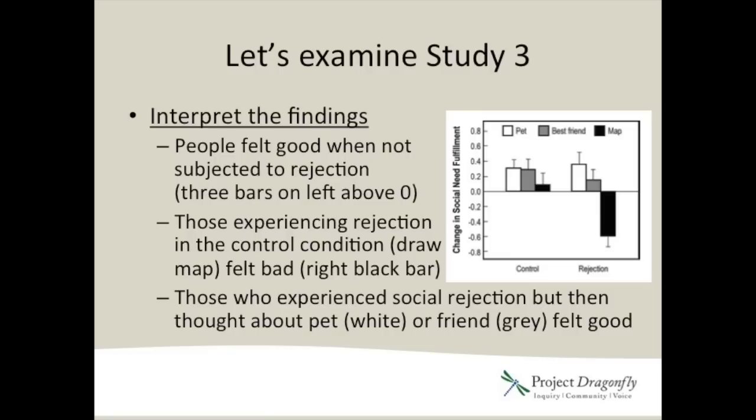The most important conditions, though, are the 2 bars to the left of that black bar. These are the people who experienced social rejection, but afterwards either got to write about their pet, the white bar, or got to write about their best friend, the gray bar. These people felt good in the wake of social rejection because they had something positive in terms of social support to reflect on. So in particular with this study, the white bar shows us that when following a social rejection experience, thinking about your pet offset the negativity compared to the people who only got to think about the map. So this causally demonstrates that thinking about your pet can help offset social rejection negativity.